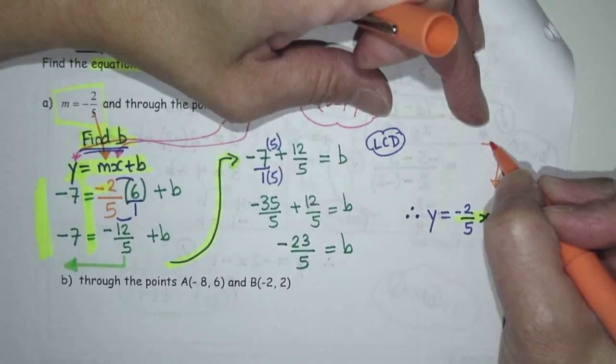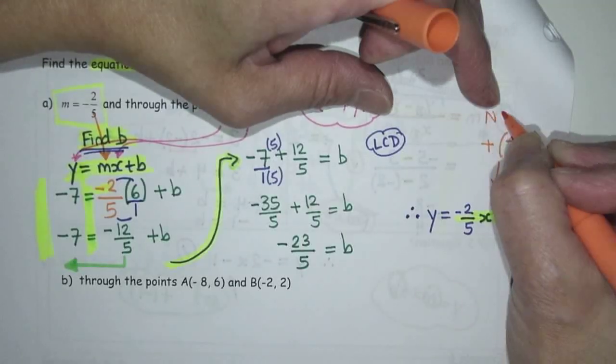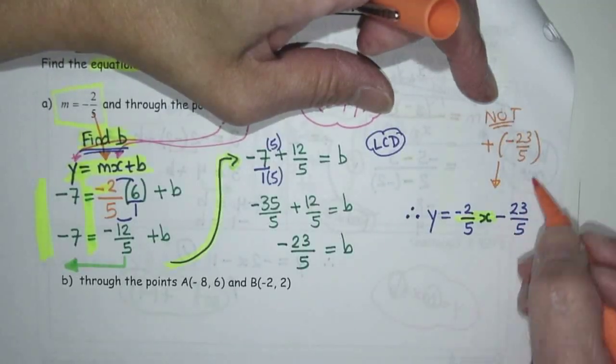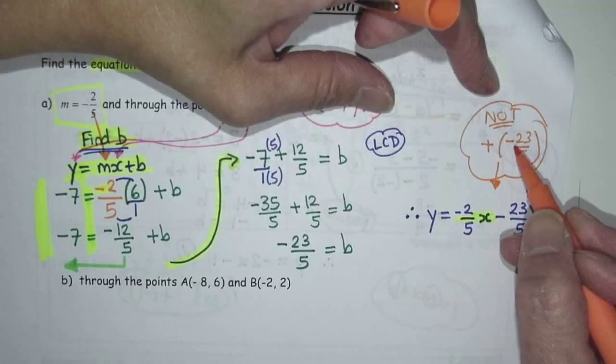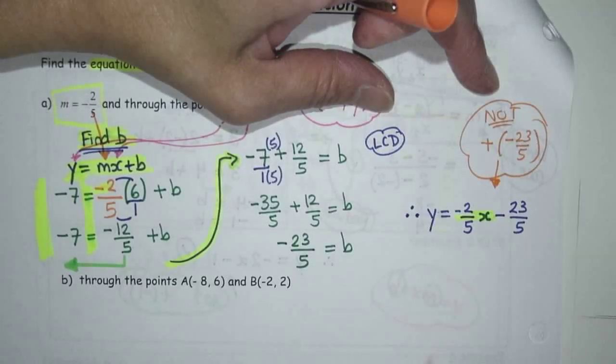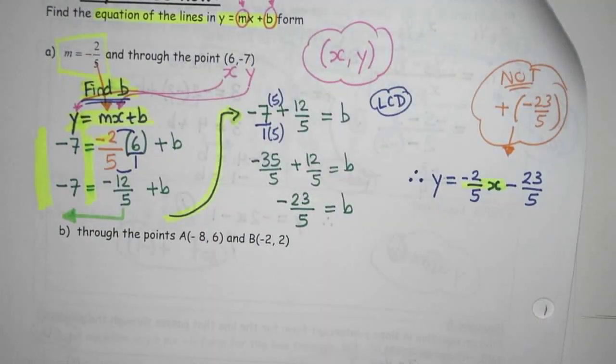It's the same thing, but I don't want plus minus 23 over 5, so not that. I just want you to basically clean this up. Instead of plus minus 23 over 5, just make it minus 23 over 5. And that's it. Okay, so let's try it again.